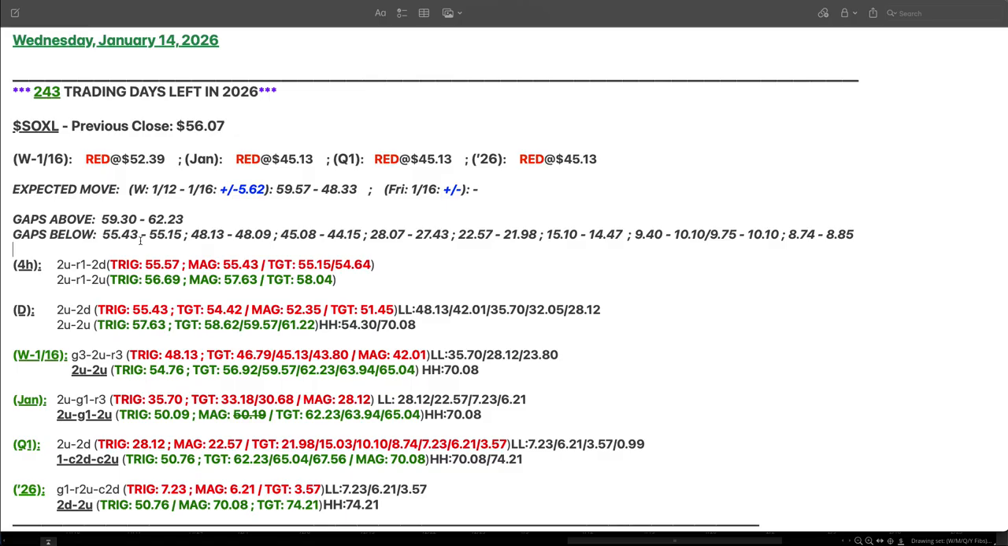From a scalping perspective or an early entry perspective for a day trade or swing trade, we want to look for higher lows at or above opening print to get into calls, and we want to look for lower highs at or below opening print to get into puts.